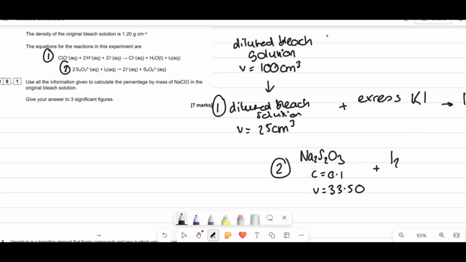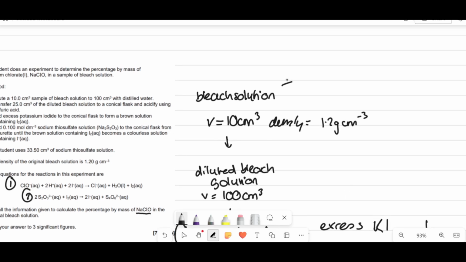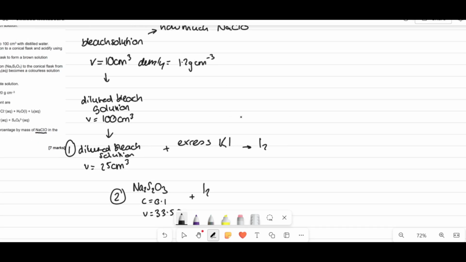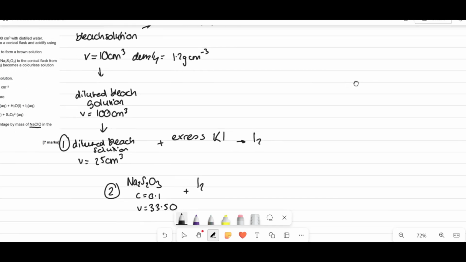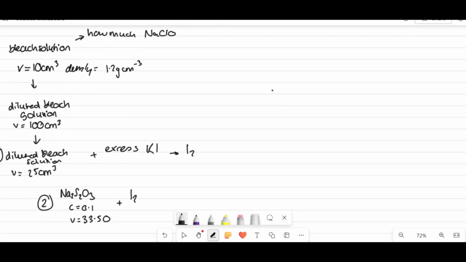Trust me on this. So now it says use all this information to calculate the percentage by mass of NaClO in the original bleach solution. So what they want to know, what we need to find, is we need to go all the way back up here. We need to find out how much NaClO first, and then obviously the percentage by mass. The reason I've done it like this is because now I have a very nice flowchart of absolutely everything I need, because I could just work backwards, minus the equations. I'll need to refer back to those. You can copy them if you want, if you have time.